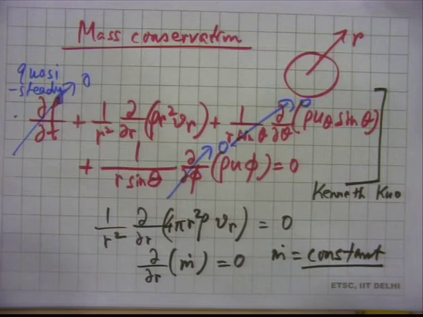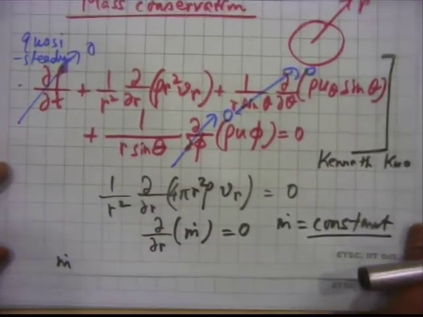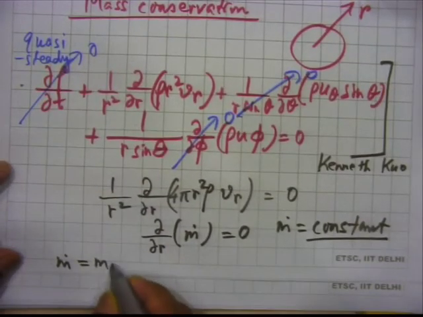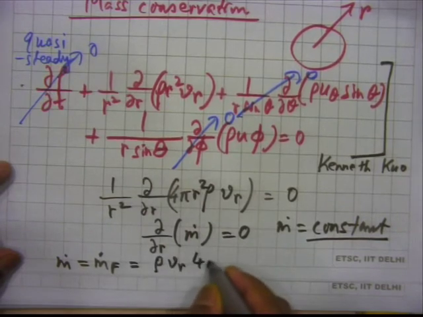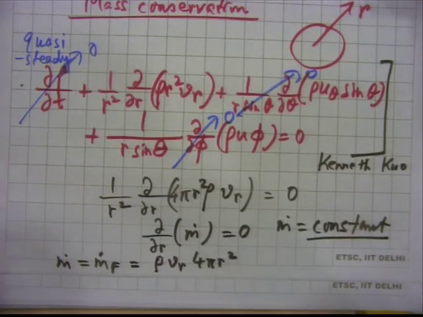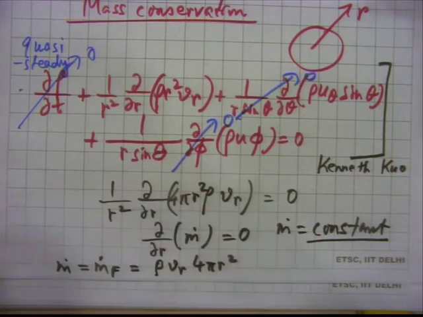M dot is constant, and m dot is the same as m dot f, which is rho V r 4 pi r squared. All right. So, let us see what is happening. Mass conservation. This is the mass conservation equation, and you can see some velocities, right.